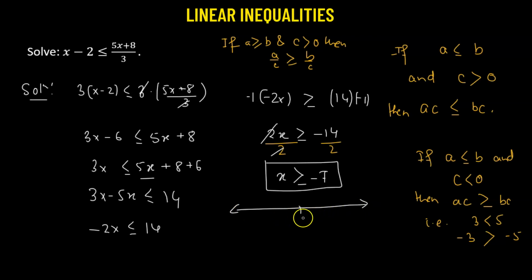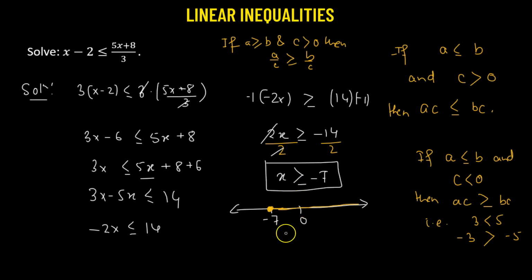Now we can express this result in a graphical way. All we have to do is use the number line, and on that number line we take the values x equals 0 and x equals negative 7. x greater than or equal to negative 7 means we consider all the values of x lying to the right of negative 7. Here x equals negative 7 is also part of the solution, so I'll put a dot here.